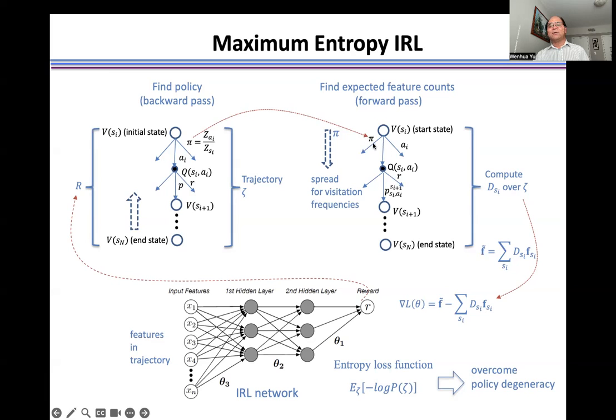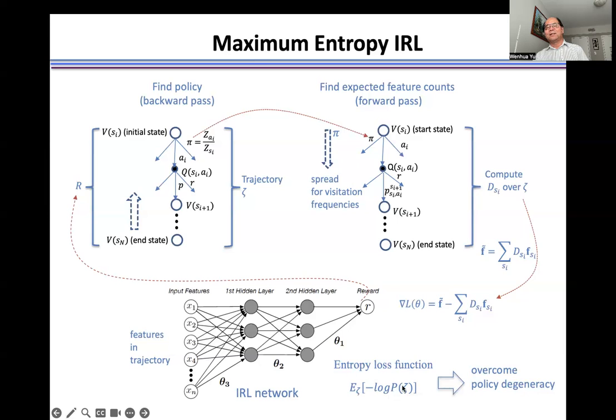Each policy pi will generate its own trajectories until it reaches the terminal state. So under this constraint, we train the model. We cannot show that this R makes this learned policy close to the expert policy. That's why we use maximum entropy to define the entropy loss function.